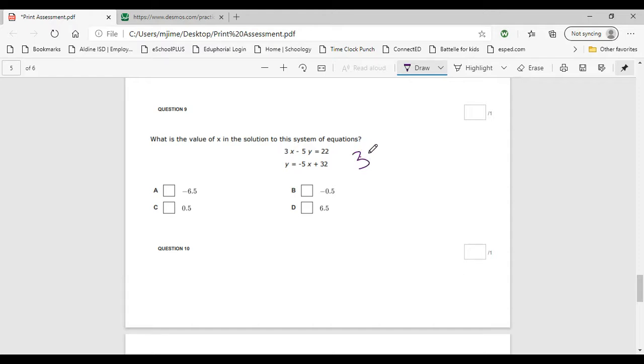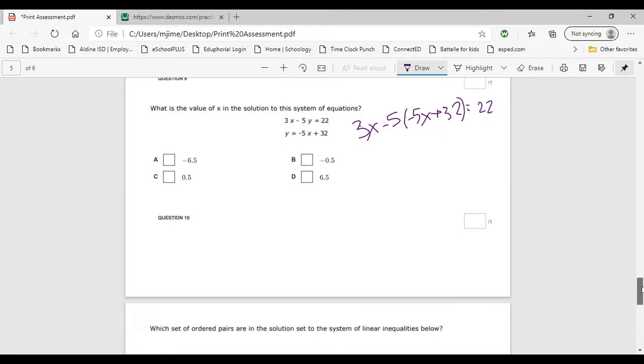All right, I'm going to set it up for you. You already have the y equals, so 3x minus 5. Instead of the y, we're going to put negative 5x plus 32. I'm sorry that they're talking. Okay. All right, so this is going to help you solve for x, which is exactly the one they want you to solve for. Okay, and you should know all your other steps to solving the equations.